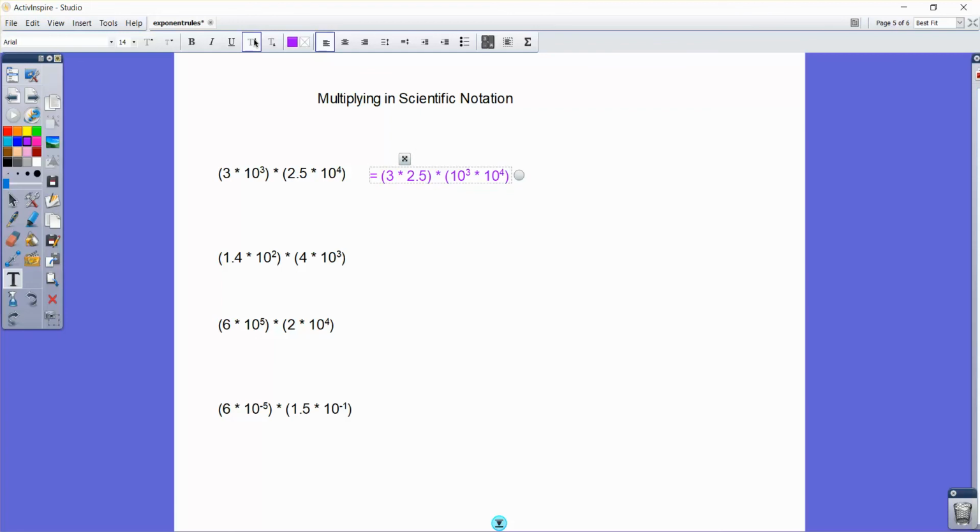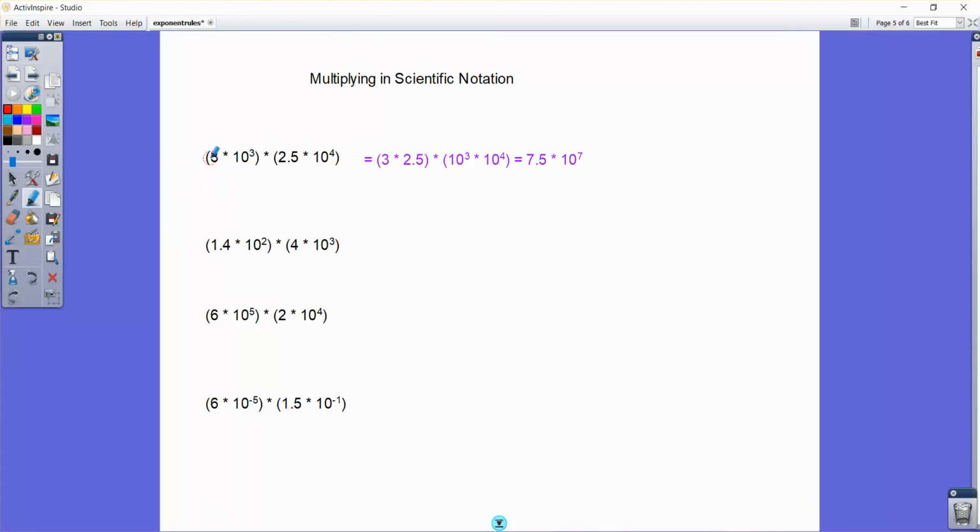Okay, so that means when I multiply in scientific notation, I'm just basically matching up the a's and matching up the powers of 10 and just multiplying those 2 numbers, right? So 3 times 2.5, that's going to be 7.5. And 10 to the 3rd times 10 to the 4th is 10 to the 7th. And that's it. So again, we're multiplying, we're matching the a values and the b values. That's all we're doing. When we multiply in scientific notation, that's all there is to it.